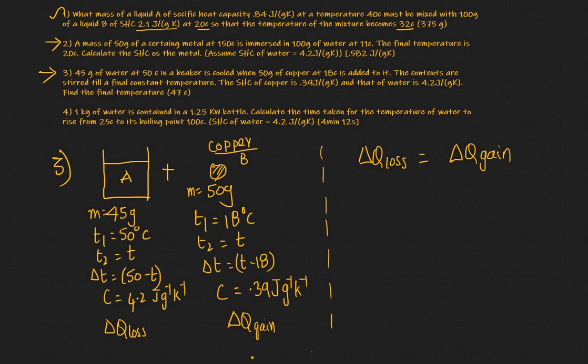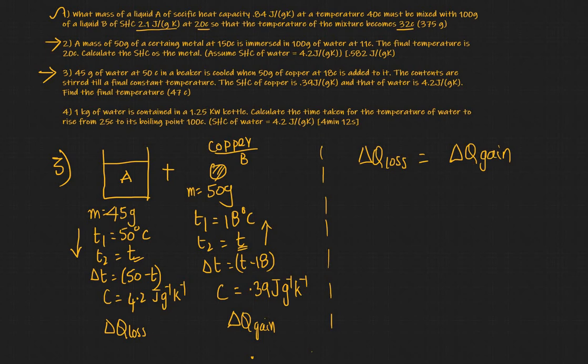We have the copper and the water mixed up. The temperature we don't know, so we put T, and we know that since this is at a higher temperature, this would lose temperature, and here the temperature would be gaining. So that's why we know what is loss and what is gain.